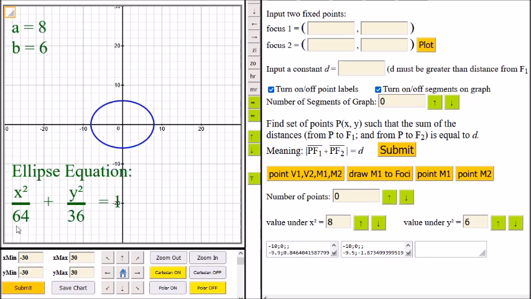So here we're back here again. If the value under the x squared is larger than the number under the y squared, then the ellipse is elongated horizontally. If it's the other way around, then the ellipse is elongated vertically. And that's the end of the video.